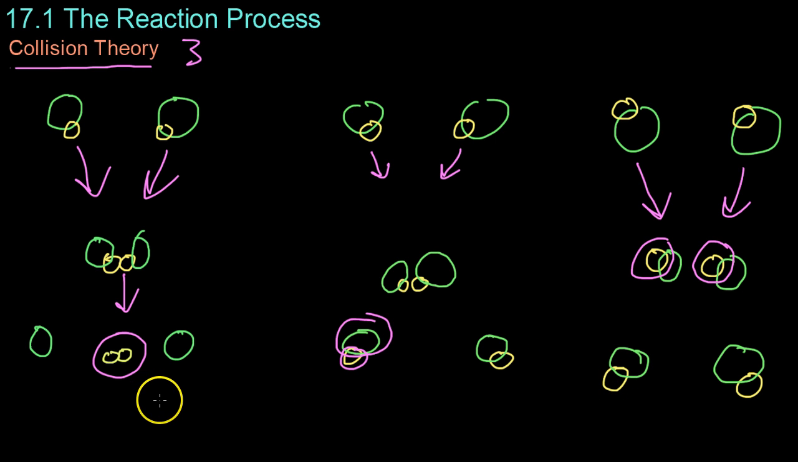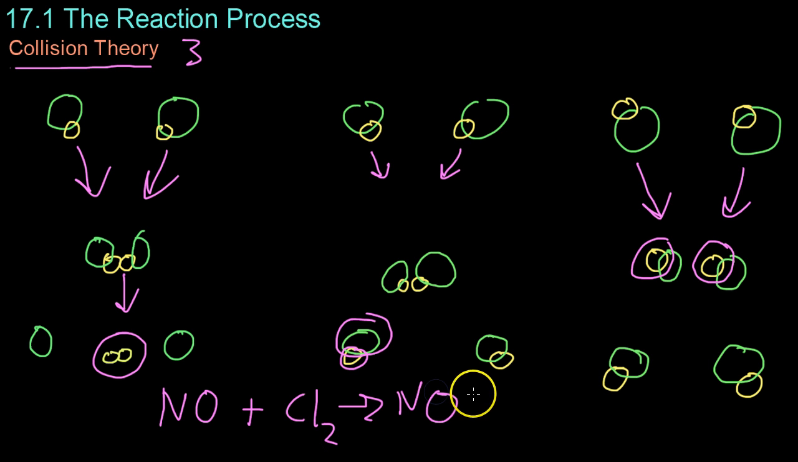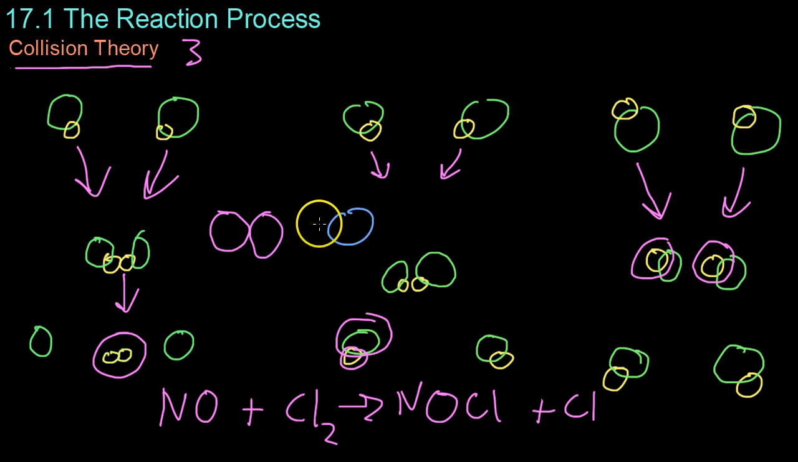As a sort of real-world example, nitrogen oxide and chlorine can react to form, that should be diatomic chlorine, a hybrid as well as a single chlorine molecule, if and only if the chlorine hits the oxygen. So if you have a single chlorine atom, or let's go with a diatomic chlorine molecule, and then you have your nitrogen and your oxygen.